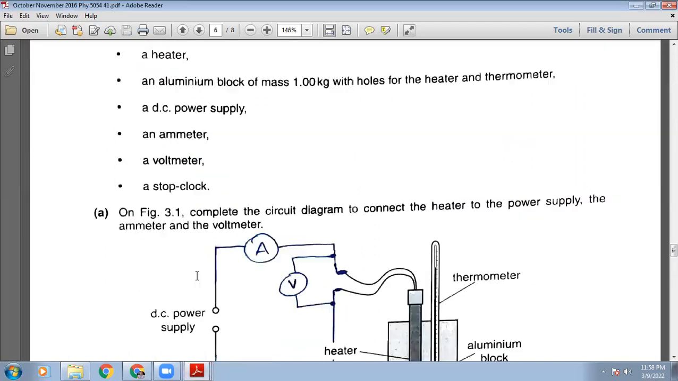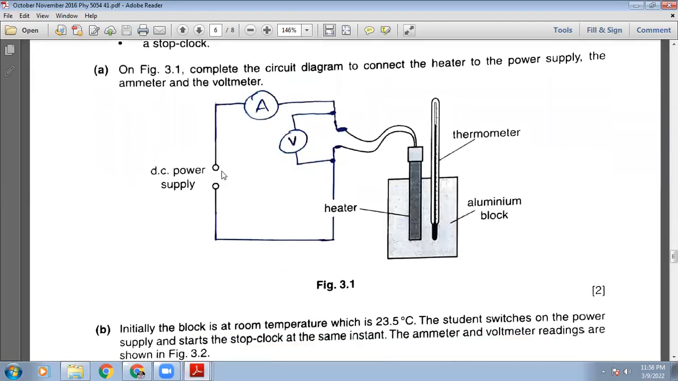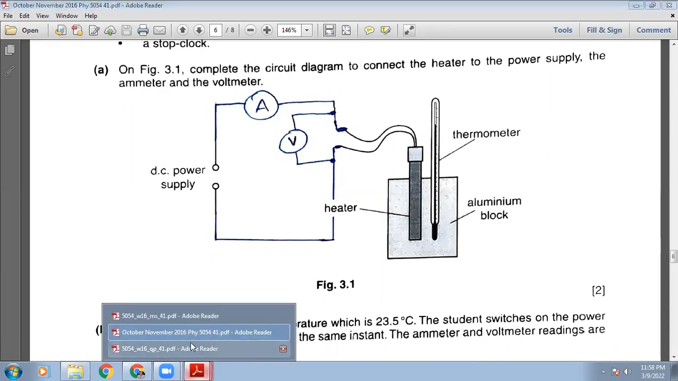So let me show you my solution. Okay, so here you can see I have connected that heater with the battery, the power supply I mean. And here I have connected a voltmeter. The voltmeter is always connected in parallel to the heater, and the ammeter is connected in series. So this is how you connect an ammeter and a voltmeter.